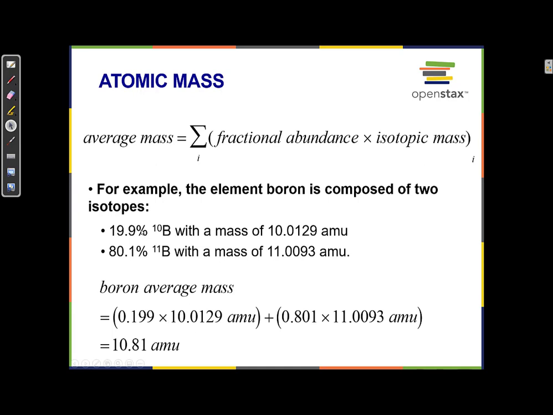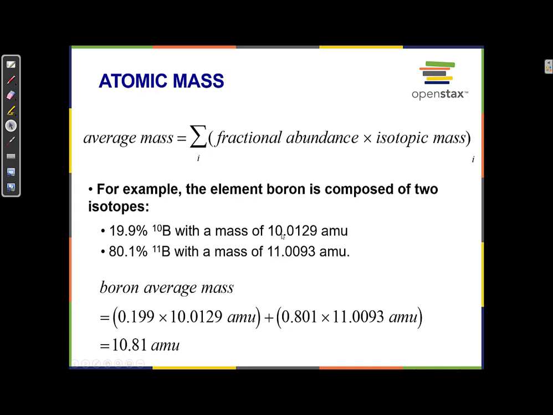Here's the natural abundance of boron 10, 19.9%. That boron weighs 10.0129 AMU. Here's the natural abundance of boron 11, 80.1%. So 80% of all boron on Earth is boron 11, and 20% of all boron on Earth is boron 10. They have these different masses.